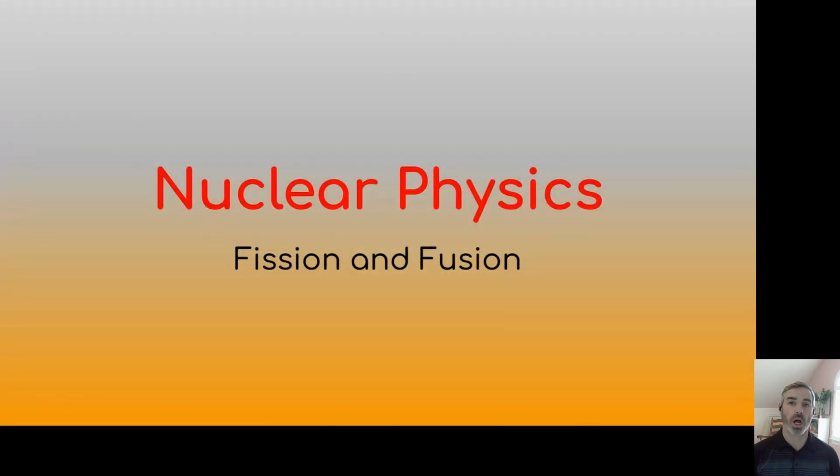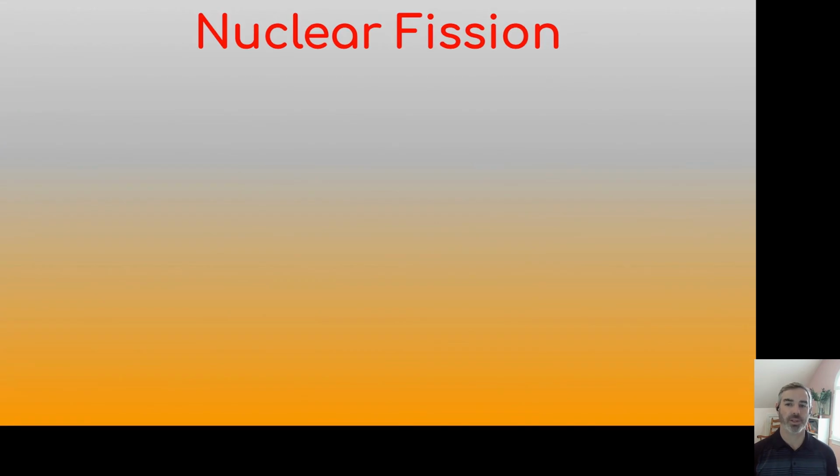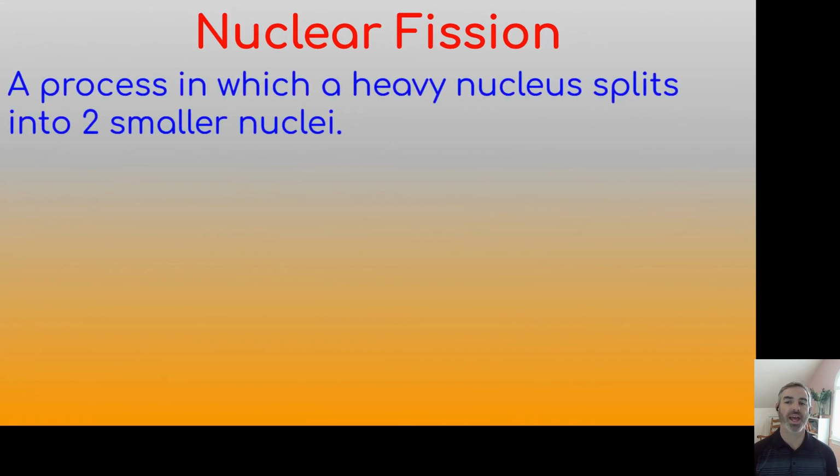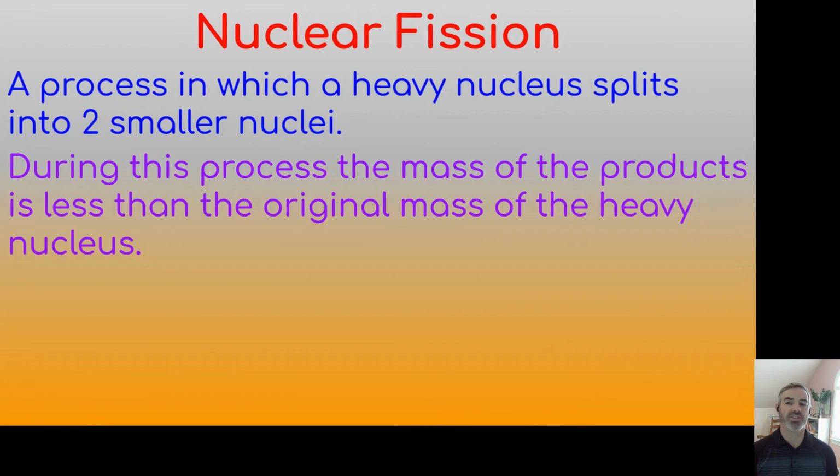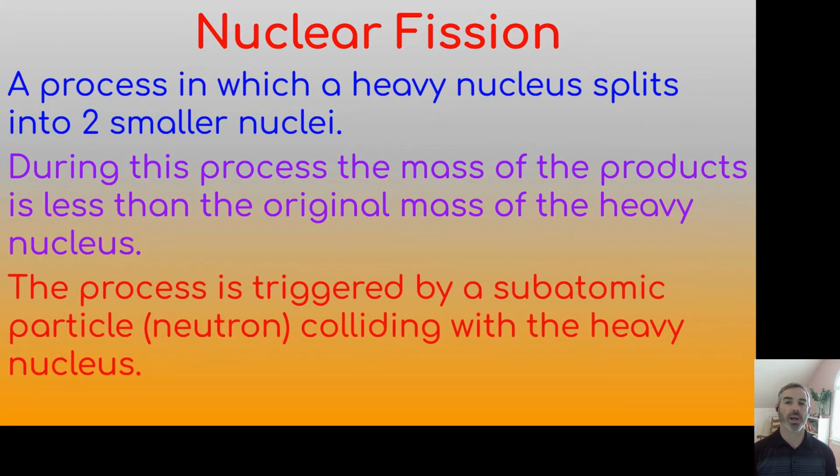In this video, we're going to be talking about nuclear physics, specifically nuclear fission and nuclear fusion. So let's start with nuclear fission. This is a process in which a heavy nucleus splits into two smaller nuclei. During this process, the mass of the products is less than the original mass of the heavy nucleus. The process is triggered by a subatomic particle, usually a neutron, colliding with a heavy nucleus.